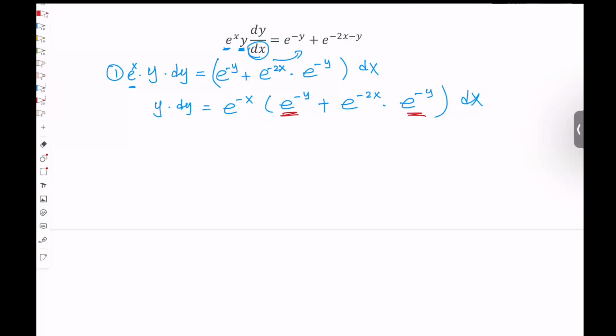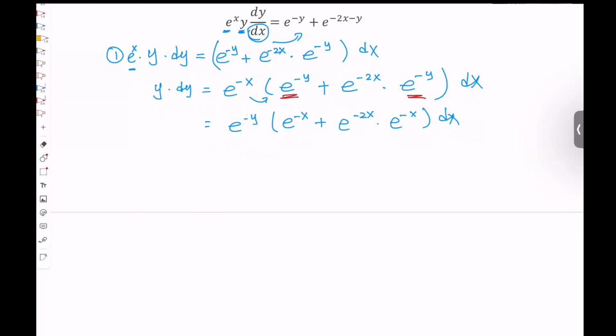Let's factor out e to the negative y. Then you multiply e to the negative x, then divide by e to the negative y, or we multiply by e to the positive y for both sides. Then we have e to the y times y dy equals (e to the negative x plus e to the negative 3x) dx. Now we separate them completely.